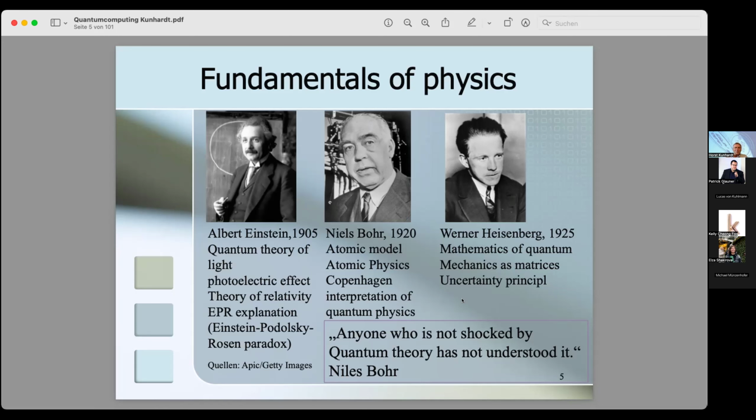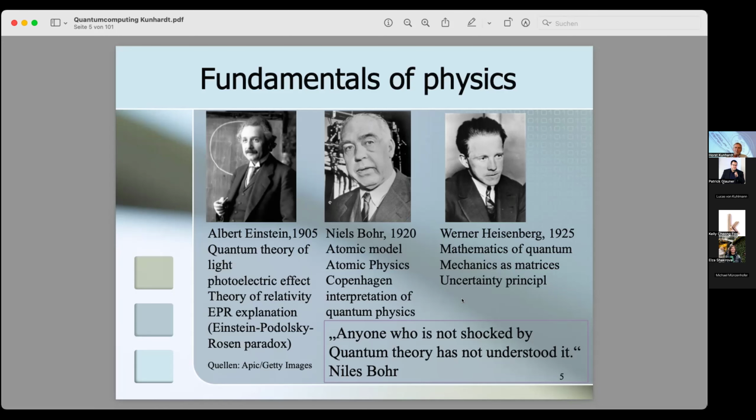Therefore, together with Podolsky and Rosen, he formulated the so-called EPR paradox, or EPR explanation, and it has to do with the distance effect in quantum physics. We will show and explain later what the locality or non-locality effects are, and therefore the EPR explanation is one of the things Albert Einstein worked on.